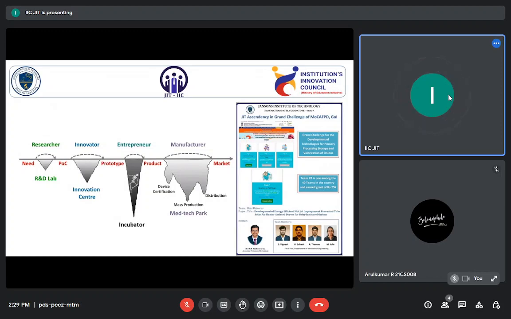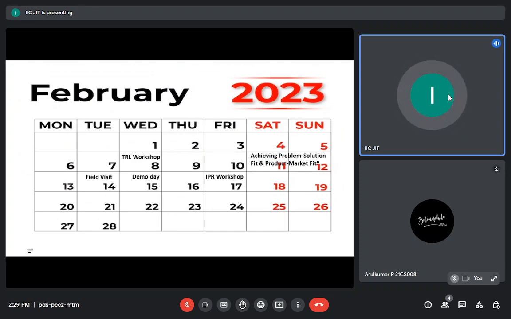Super. Next slide. To motivate our students towards this, we are planning six activities in February. On the 8th, we have the TRL workshop, technology readiness level workshop. In the next few minutes, we will start. Then the second is on the 11th, achieving problem fit, solution fit, and market fit. How to identify the problem? How to identify whether a particular problem has commercial value? For that purpose, we are organizing a separate session on the 11th.